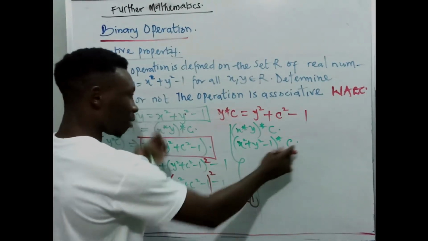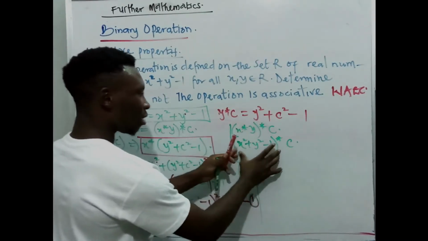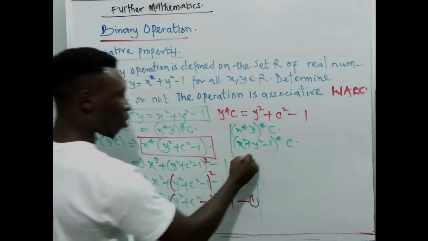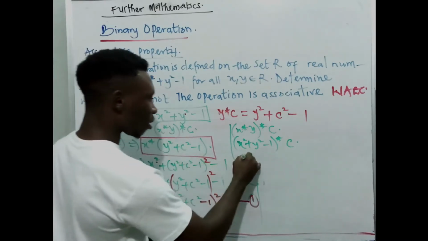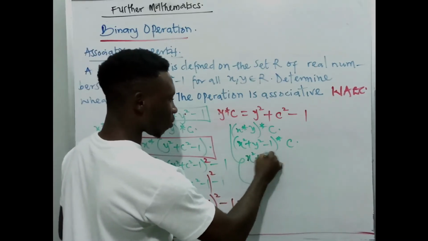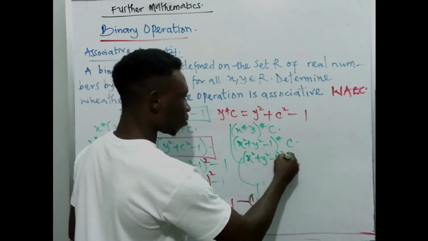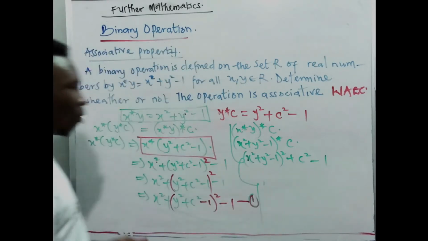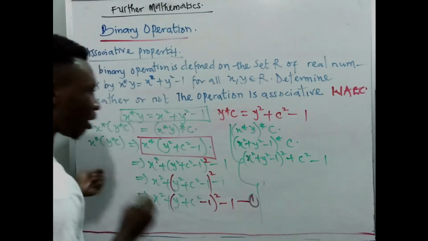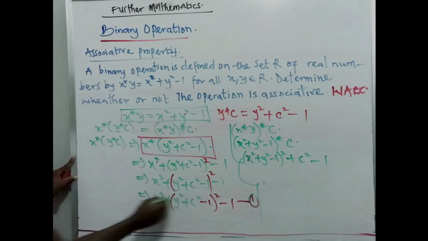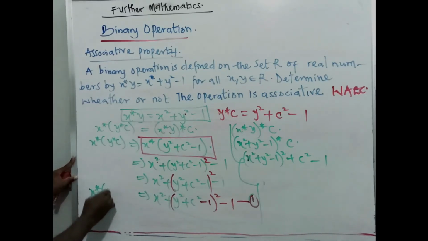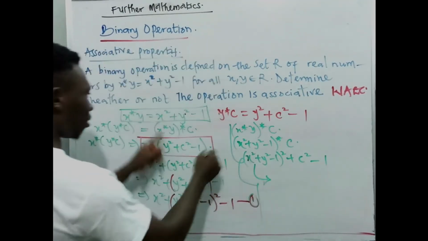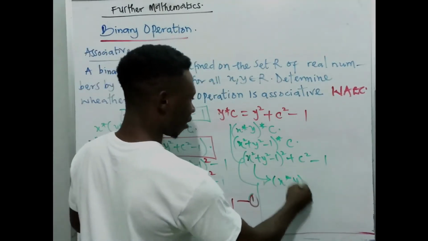So pay that same close attention to this. This will be acting as my x, it has its square. This one here will be acting as my y, having the square. So this becomes (x squared plus y squared minus 1) raised to power 2 plus c raised to power 2 minus 1. Now, having solved this, this particular answer is for (x asterisk y) asterisk c, while this one is for the next, which is x asterisk (y asterisk c).